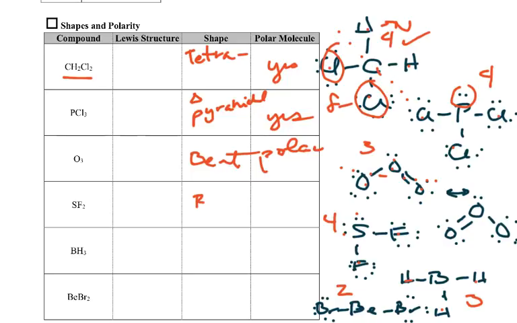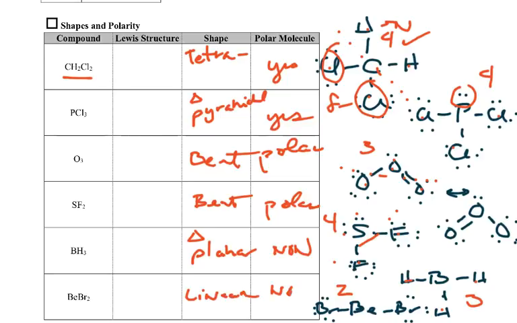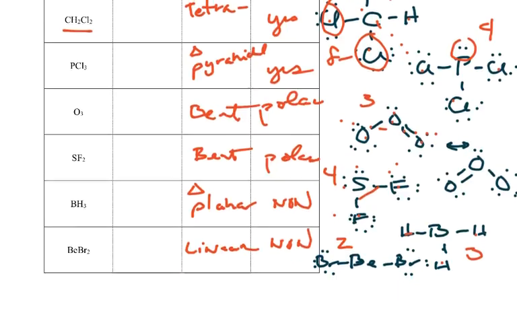SF2, this is definitely bent, and will also be very polar. The fluorine side would be negative, and the sulfur side would be positive. BH3, we have 1, 2, 3. Those are all going to be at 120 degrees, so it's going to be trigonal planar. And I would say that that is nonpolar. And BeBr2, that's going to be linear and also nonpolar, because even if these do have vectors, they would cancel each other out. And that is quick check number 2.